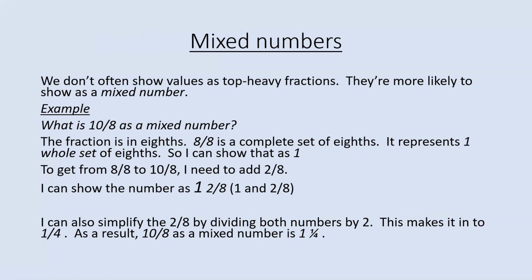So I can show that number as a whole number, 1. To get from 8/8 to 10/8, I need to add 2/8. So I can show the number as 1 and 2/8. I can also simplify the 2/8 by dividing both numbers by 2. So this will make it into 1/4. So as a result, 10/8 as a mixed number is 1 and 1/4.